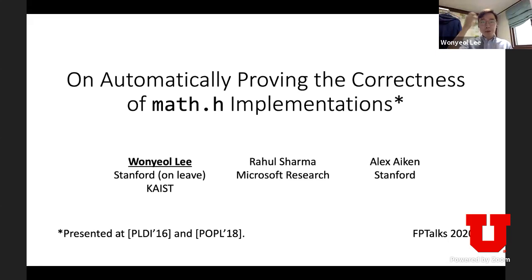So I'm Wonyeol. I'm a graduate student at Stanford, but currently taking a leave to do some alternative military service in Korea. Anyhow, I'm going to talk about a verification problem for the math.h implementation. This is joint work with Rahul and Alex, and this talk is based on two papers presented at PLDI and POPL. Okay, so let's get started.